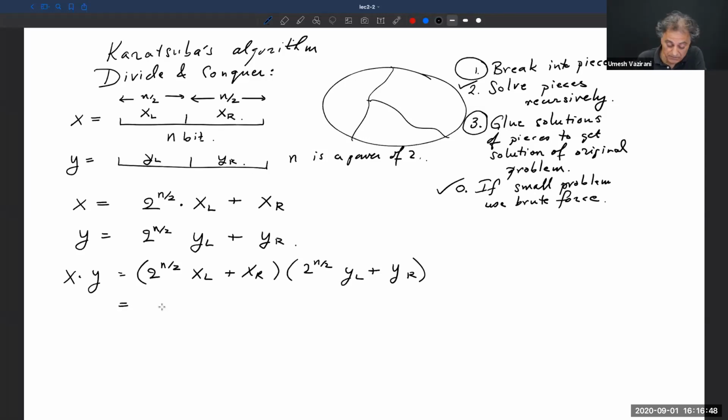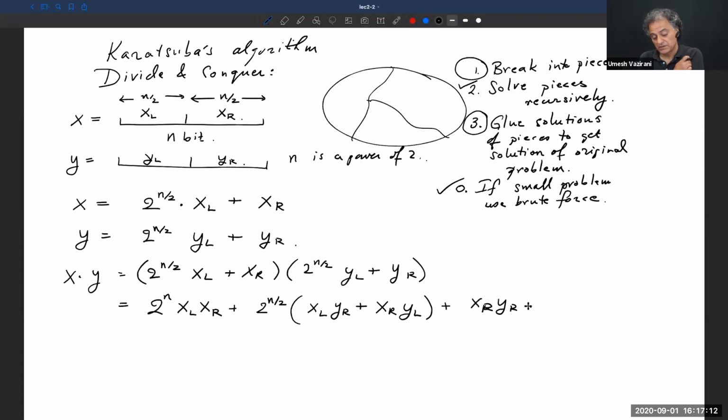And if you multiply it all out, we'd get 2 to the n xl yl plus 2 to the n/2 xl yr plus xr yl plus xr yr. The first term is XLYL, I think. Oh, right. Good point. Thank you. Right. Good. So this times that gave us a 2 to the n.